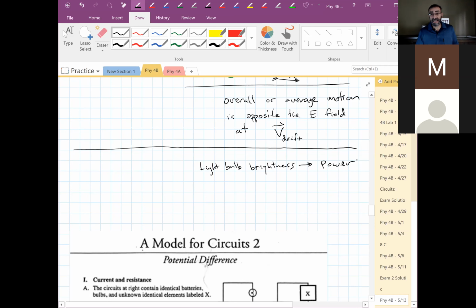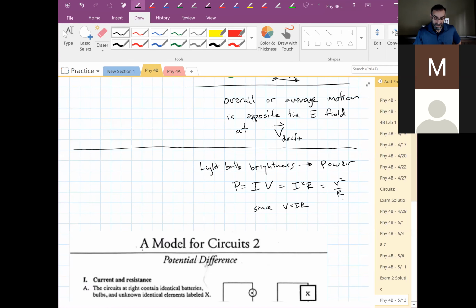So the brightness of a light bulb is proportional to the power it's dissipating, the amount of energy it dissipates per time. And the power in a resistor is given by I times V. And since V equals IR, we could also write that as I squared R or V squared over R. So that's the power dissipated in a resistive device.